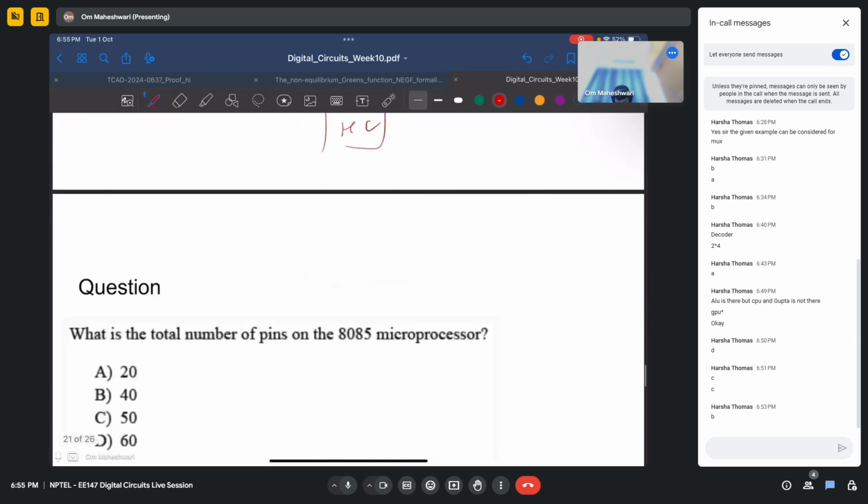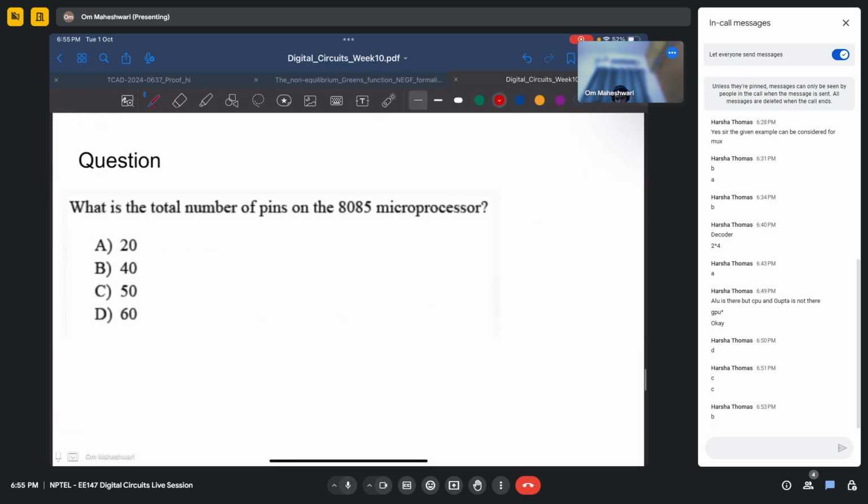Okay. What is the total number of pins in the 8085 microprocessor?